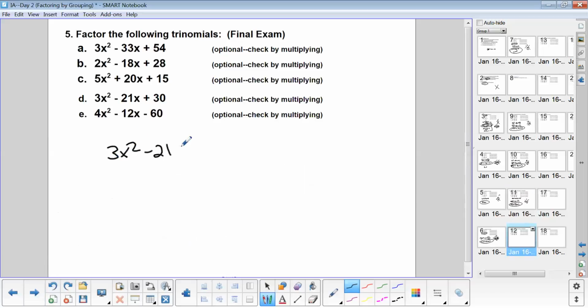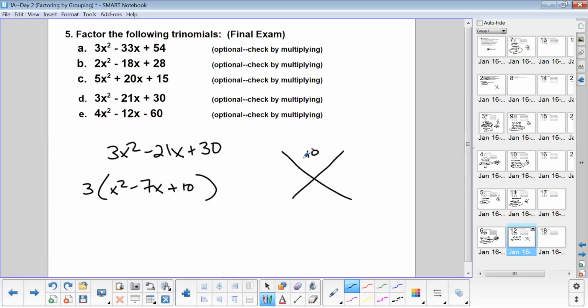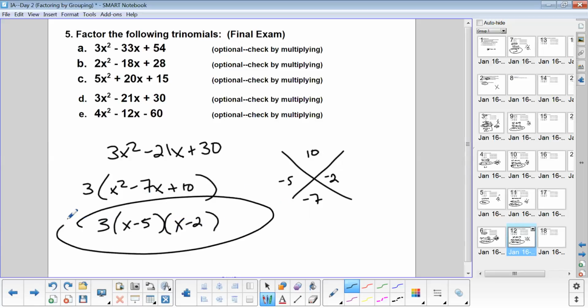3x squared minus 21x plus 30. Factor out a 3. x squared minus 7x plus 10. I need 2 numbers that multiply to give me 10, but add to give me negative 7. And that would be 5 and 2, and they would both be negative. Why? Because they have to add to give me a negative. But when they multiply, remember negative times negative is a positive. So I get 3 times x minus 5 times x minus 2, and there's my completely factored form.